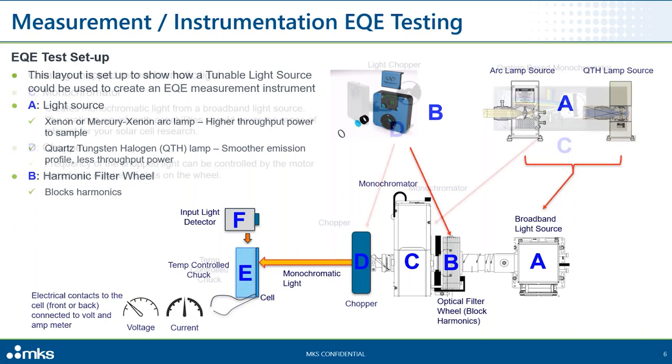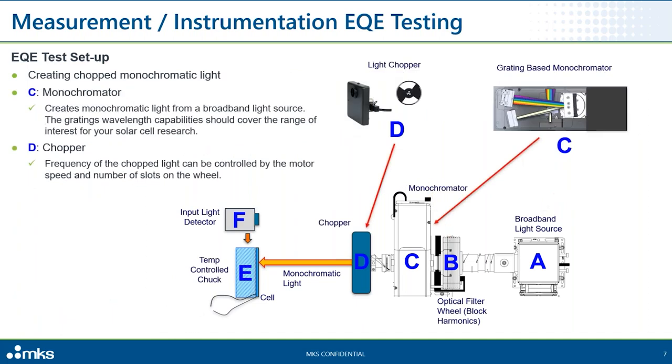And on the next slide, we'll get into C and D. So now that you have your light coming from your broadband light source through the filter system, you're going to come into a monochromator. This is what we use to take that broadband light source and break it up into, I'll call it, the colors of the rainbow, by using a grating. And this grating will break that light up. Depending again on the wavelengths of interest, you will have different gratings that you can select for the monochromator.